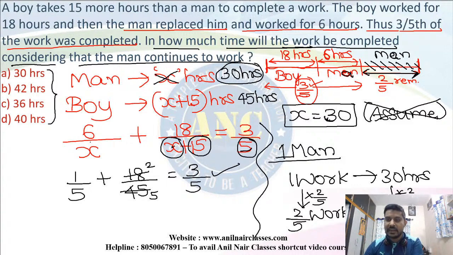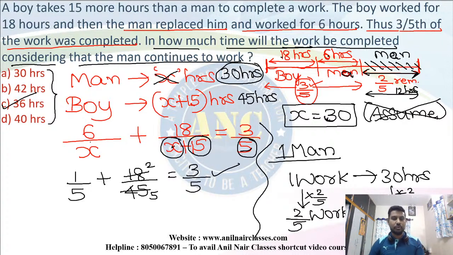That means the last portion is done by the man in 12 hours. But the question is asking you to find the entire value, starting from the beginning till the end. So it is 18 plus 6 is 24, 24 plus 12 is 36. The answer for this question is 36 hours.